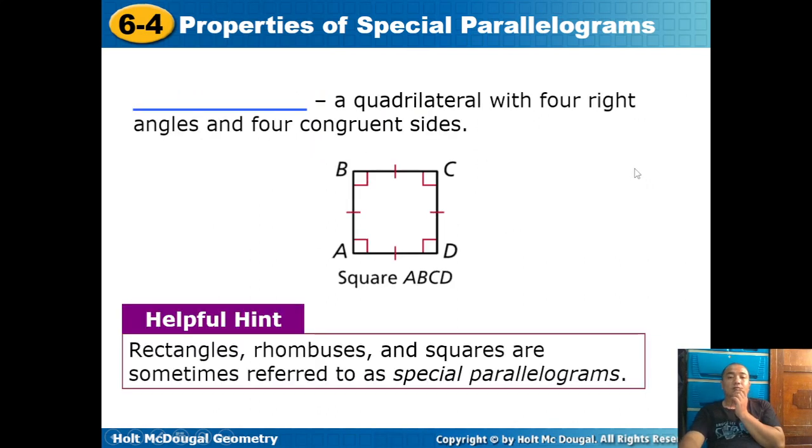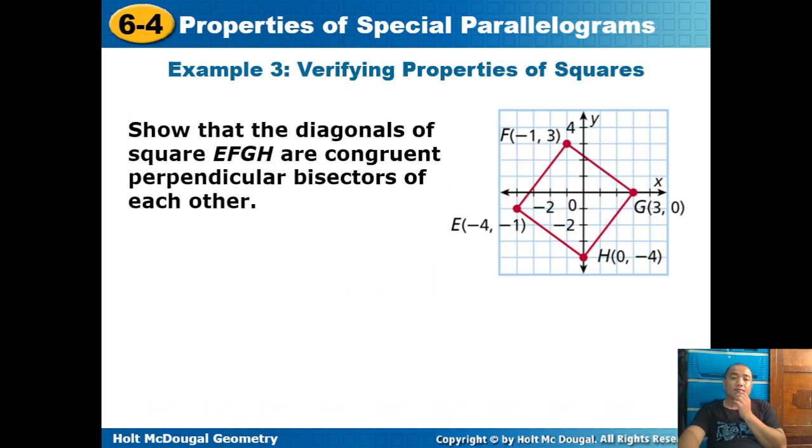So another special parallelogram is a square. A square is a quadrilateral with 4 right angles and 4 congruent sides. So from the rectangle, all angles are equal to 90 degrees, and it inherits from the rhombus that all sides are congruent. So this is another kind of special parallelogram. As a hint, rectangles, rhombuses, and squares are sometimes referred to as special parallelograms.